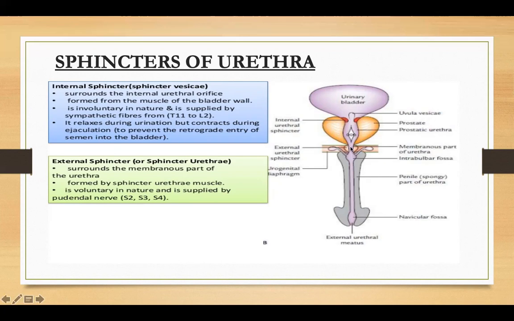Coming to the external sphincter, also known as sphincter urethrae, it surrounds the membranous part of the urethra. This is the membranous part of the urethra, formed by the sphincter urethrae muscles. It is voluntary in nature and is supplied by the pudendal nerve, S2, S3, S4. So the internal urethral sphincter is involuntary and the external sphincter is voluntary in nature.